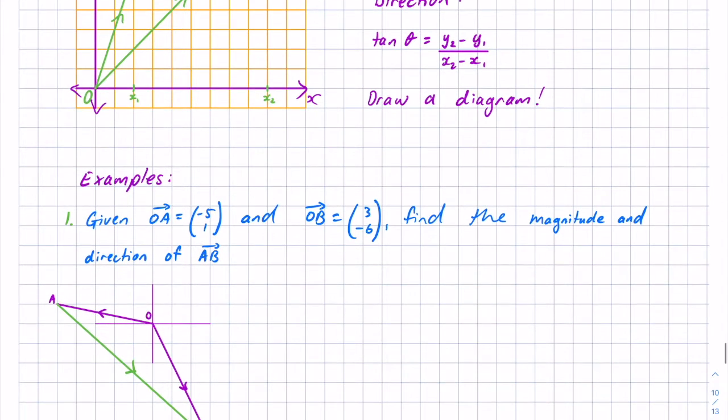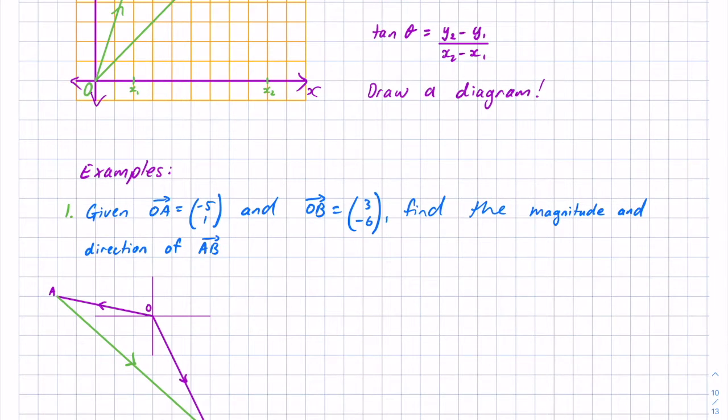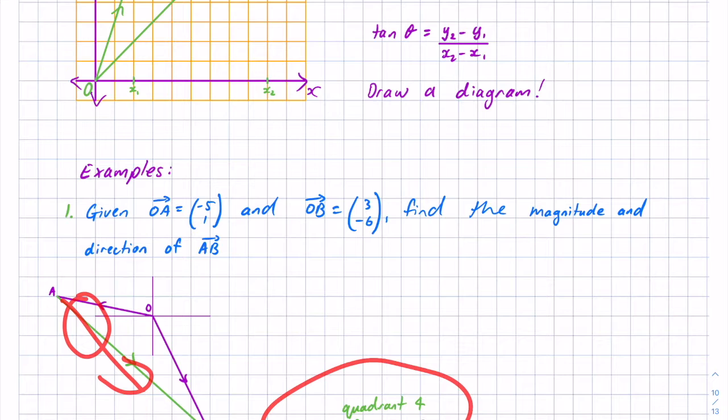So given OA equals (-5, 1), and OB equals (3, -6), find the magnitude and direction of AB, so this vector here. If I draw this, I'm looking for that angle there. That's really important. So first of all, that angle happens in quadrant 4. We are going towards quadrant 4. So that's really important. Our final answer has to be between 270 and 360.